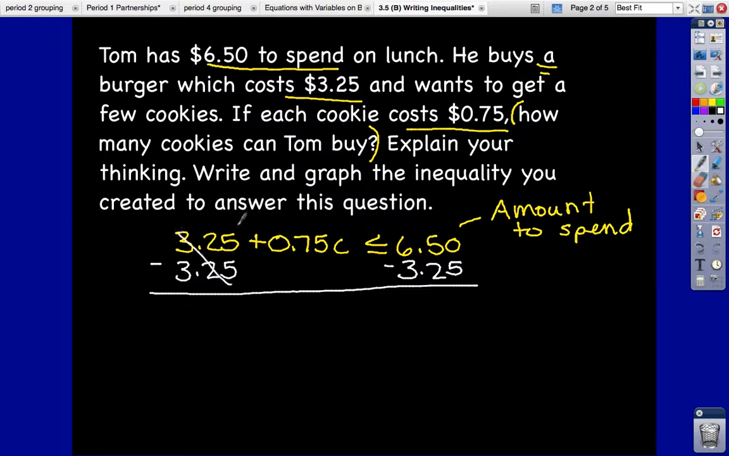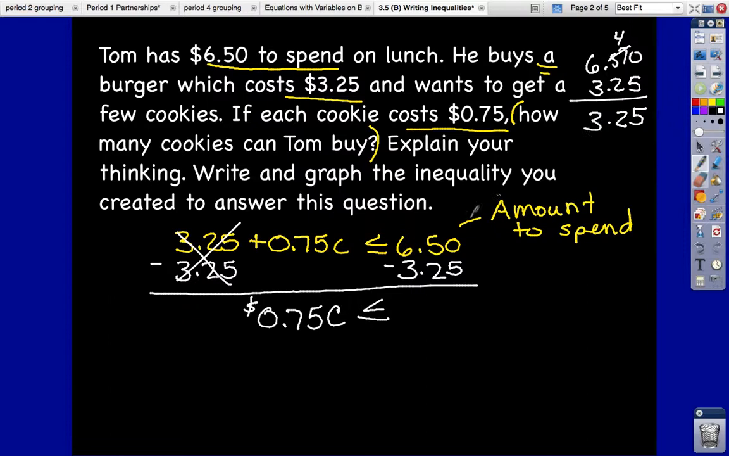So these go to 0, and I'm left with 75 cents times the amount of cookies he's going to buy. C does not stand for cents, by the way. It stands for the amount of cookies. And then I do my subtraction here. Okay, so 650 minus 325. Remember, I have to borrow for this 0, so I'm going to turn that 5 into a 4. Okay, and I get $3.25.